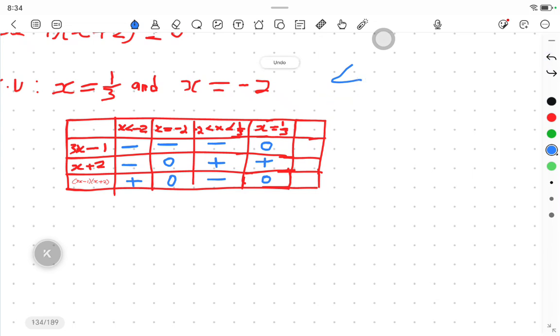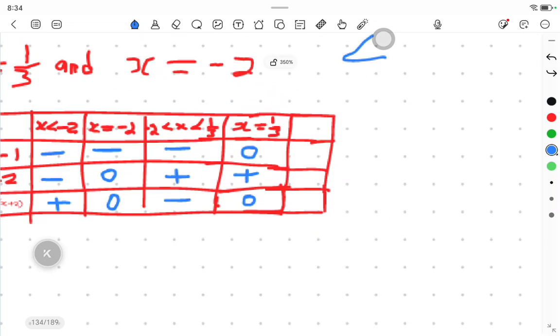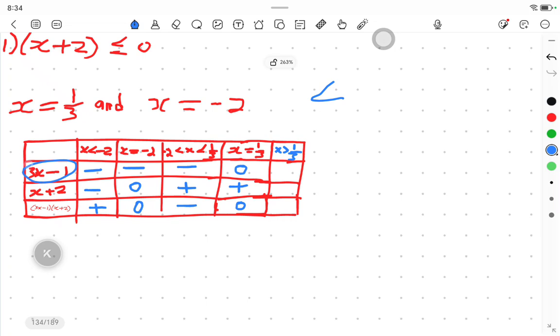We're going to focus on this, the last column, the last part. And this one here, don't forget, is where x is greater than 1 over 3. Whenever I plug in any number greater than 1 over 3, this one will remain a positive. This will also remain a positive. And positive times positive is a positive, right?